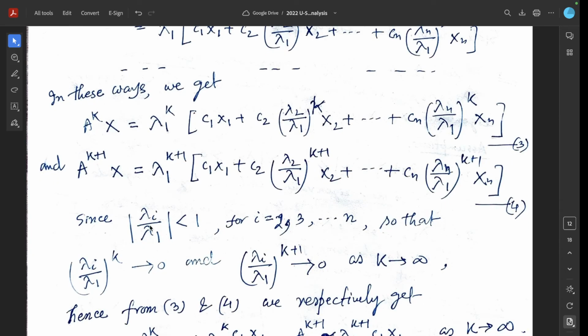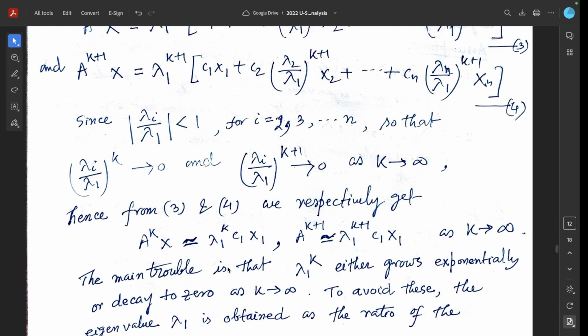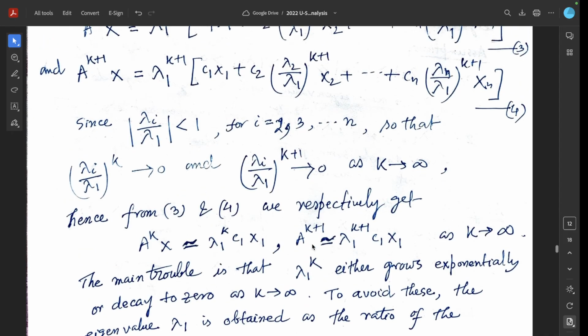Since the modulus of lambda i by lambda 1 is less than 1 for i equal to 2, 3 to n, lambda i by lambda 1 whole to the power k tends to 0 as k tends to infinity, and lambda i by lambda 1 whole to the power k plus 1 also tends to 0 as k tends to infinity. Hence from 3 and 4 we get A to the power k x approximately equal to lambda 1 to the power k c1 x1, and A to the power k plus 1 x approximately equal to lambda 1 to the power k plus 1 c1 x1 as k tends to infinity.